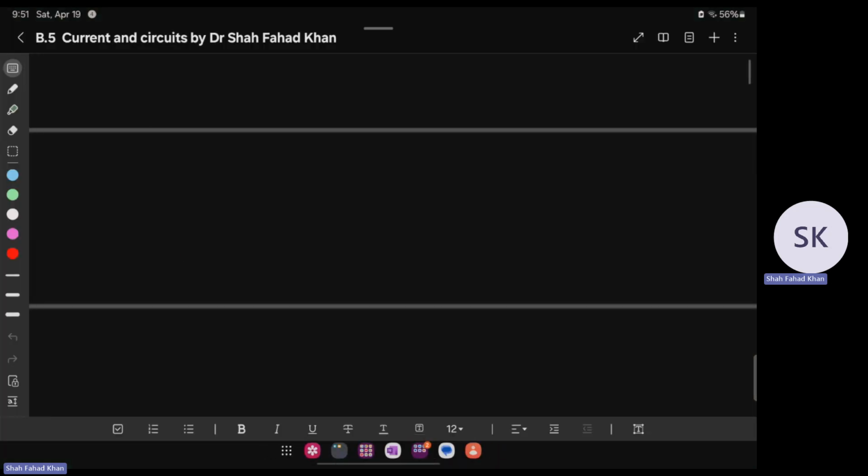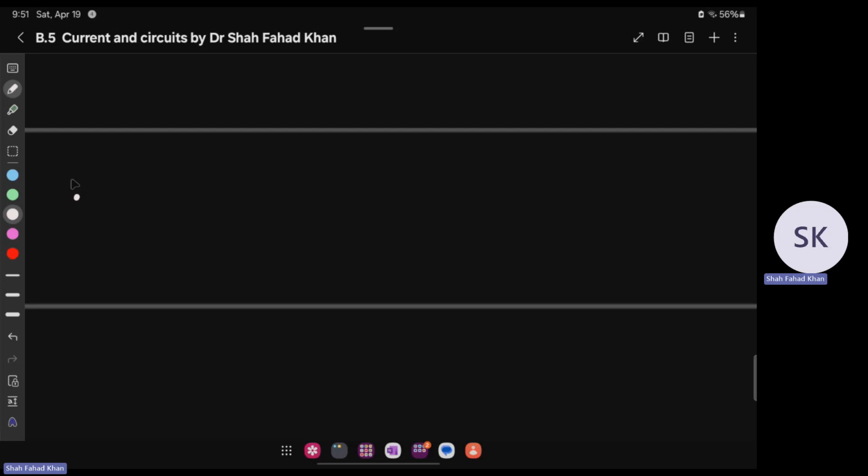So the topic of discussion today is current and circuits. We have this in our IB syllabus of 2025. There are three guiding questions over here. How do charged particles flow through materials? How are electrical properties of materials quantified? And what are the consequences of resistance in conductors? We'll answer all three of these questions towards the end of the lesson.